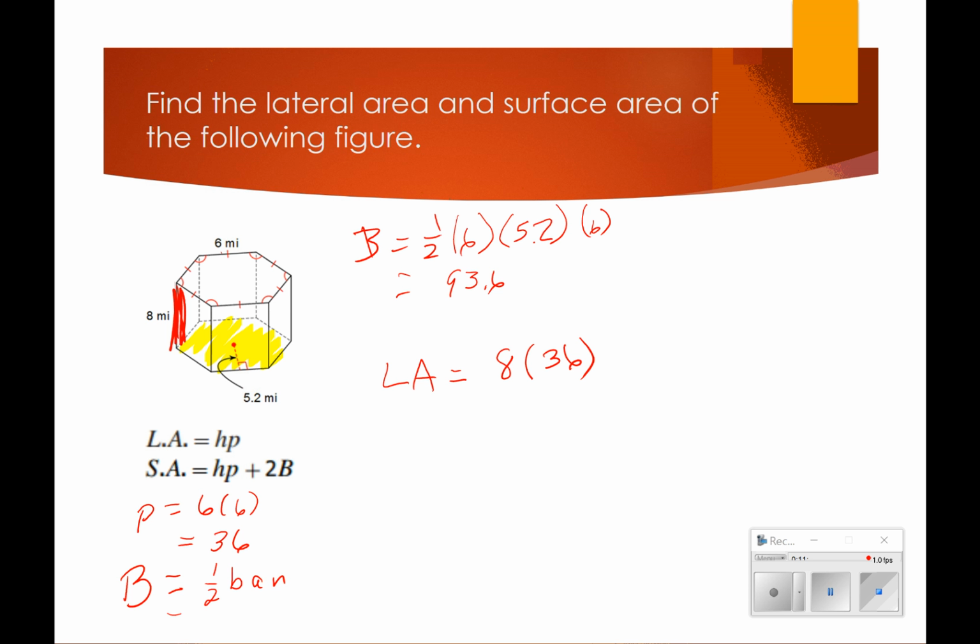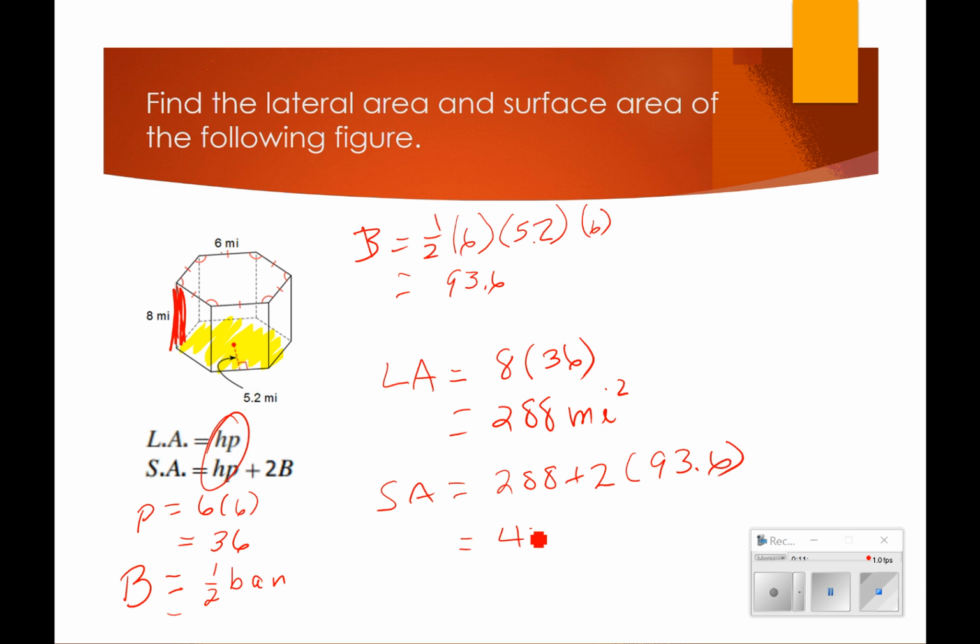And that's going to give me 288 square miles. Okay. And then again, my surface area takes my lateral area. They're the same things. So the 288 plus 2 times big B, and we said big B was 93.6. And then if I simplify that, that's going to give me 475 and 2/10 miles squared.